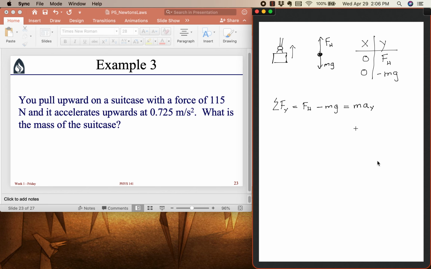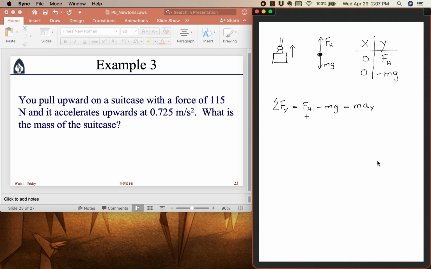So then the question that we want to answer is, what is the mass of the suitcase? So we need to solve this algebraic expression for the mass of the suitcase. So that's probably most easily going to be done by taking all of the terms that have mass in them and moving them to one side of the equation.